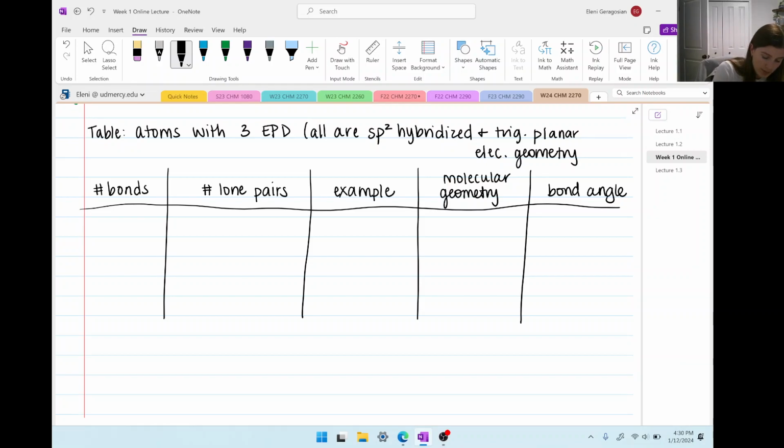Okay, so 3 electron pair domains. Let's start with if we have 3 bonds and 0 lone pairs. An example, we'll do ethylene. We're focusing on that carbon, or either carbon really. Molecular geometry is the same as electronic, trigonal planar. And bond angles, so for 3 bonds to be as far apart from each other as possible, bond angle is 120 degrees.